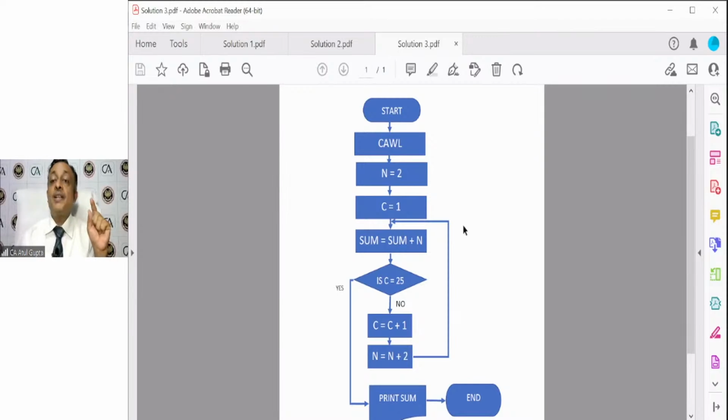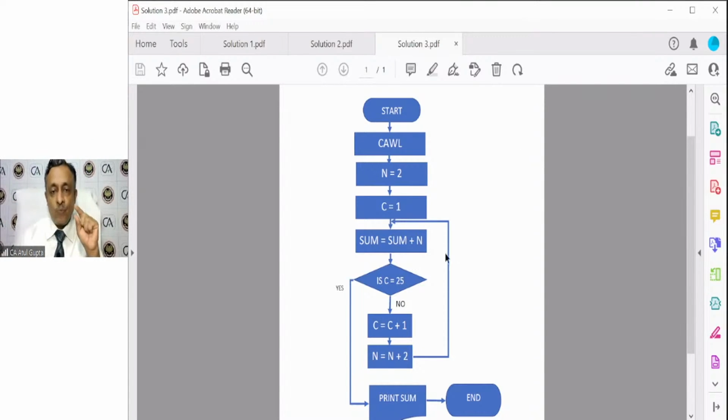Then C is the addition in this flowchart. That is what you call a count. Count means we need to count. Count what? How many numbers have been added till now. Like you have the milometer in your vehicle. So it's a count: how much you have done. So C is used for count. Now, n is 2, so the first even number is 2. That was the logic: n is 2 because it is the first even number.